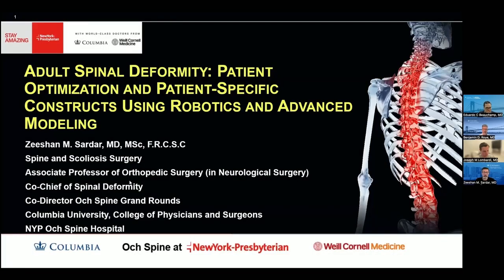Thank you, Joe and Eduardo, for the talks. I'm going to focus specifically on adult spinal deformity, how we are optimizing these patients, how we're getting them ready for surgery, so less of an AI model there. But then I'll talk about how we're using patient-specific planning to really execute the plan. And here are my disclosures.